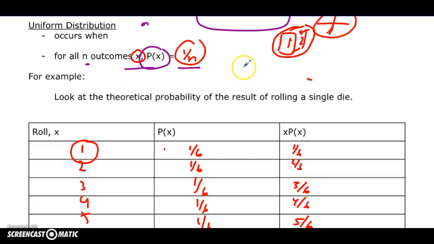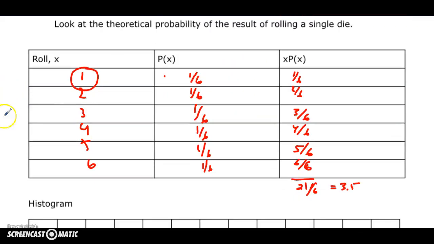Let's word that now with dice: the probability of the number 3 occurring, or the probability of any number occurring, is 1 over the number of sides on the dice, right? So if the dice has 6 sides, we have a 1 in 6 chance of each of these occurring.